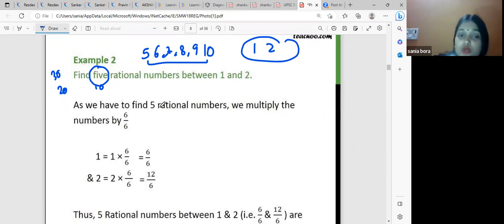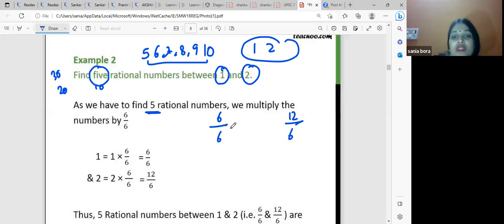Clear? So as you have to find 5 rational numbers, you are just simply going to multiply with 6 upon 6, because it was 5 so you take 6. So it is 1 and 2. You will multiply 1 with 6 and 6, so it will be 6 upon 6. You will multiply 2 with 6 and 6, so it will be 12 upon 6. So you got 6 upon 6 and you got 12 upon 6.